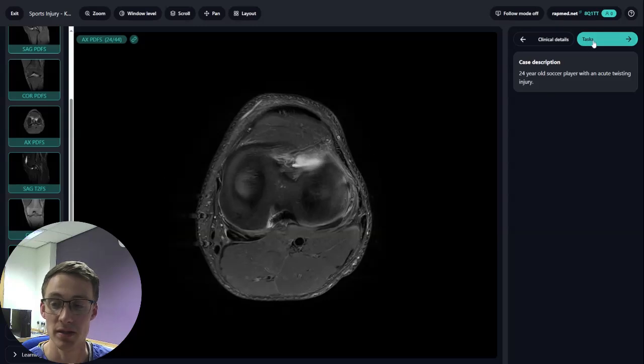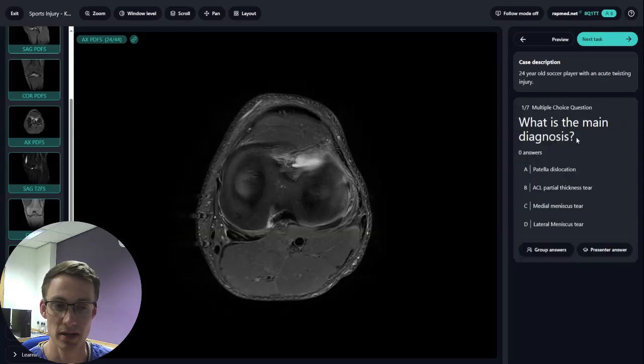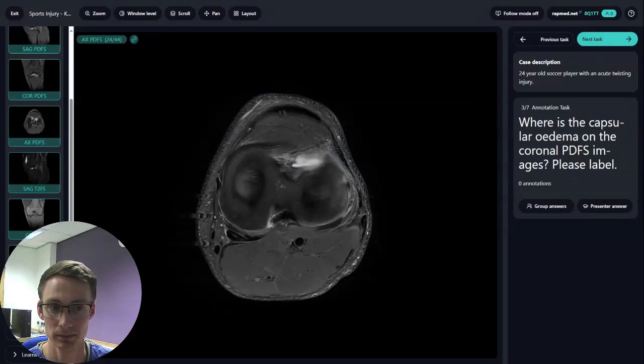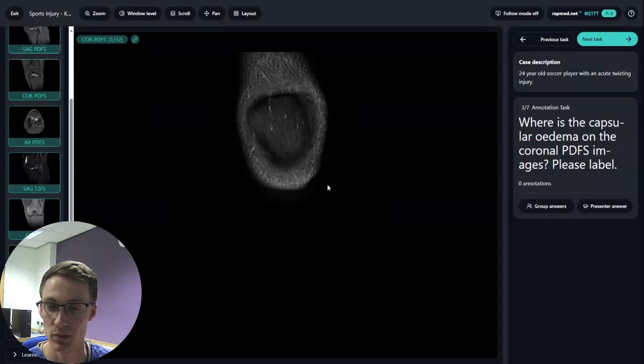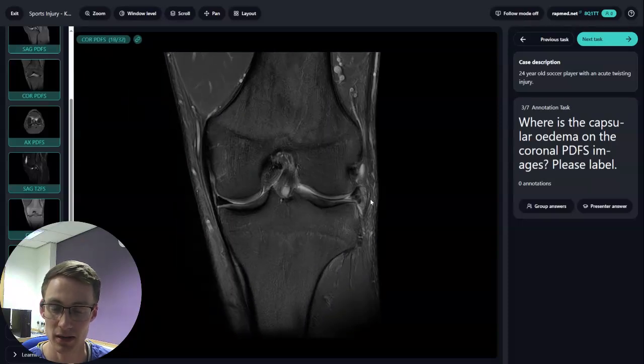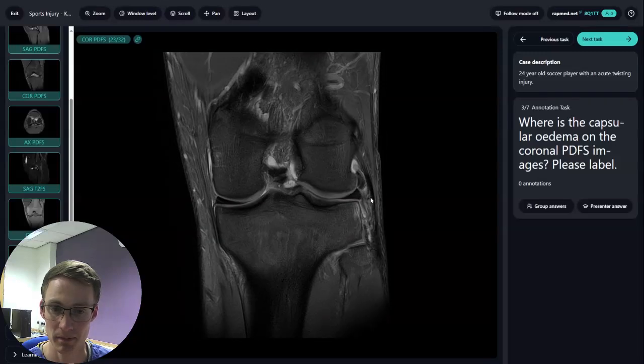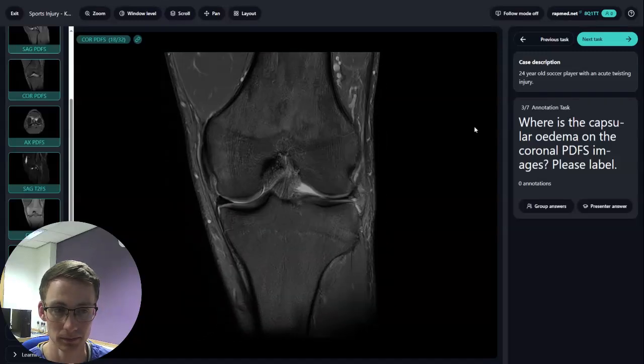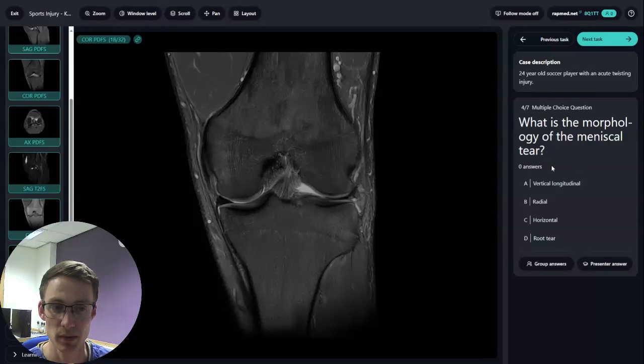So coming to the answers now. So the main diagnosis is a lateral meniscus tear. Where is the meniscal tear on the axial images? That's in this region. Where is the capsular edema on the coronal proton density fat saturated images? So we've seen that, but just to go over that again, on the coronal images it's best seen here as edema in this region. And what's the morphology of the tear? As we've said already, that's radial.